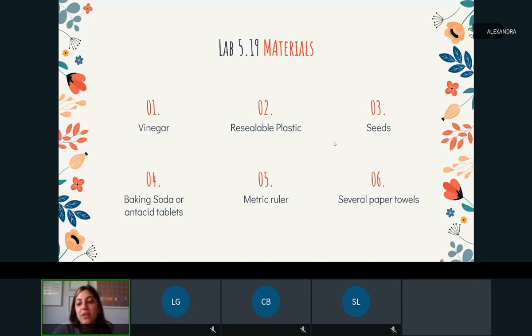I will help figure it out, whether that's I order it on Instacart and get it delivered to you, or I bring it to you myself, whatever that looks like. If you don't have any of these items, let me know and I can help you out, okay? But these are the materials that you're going to need to have. And this is already settled and written in your lab as well.